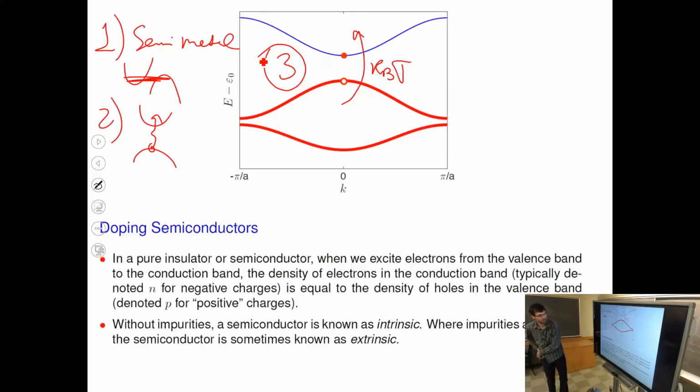In a semiconductor, you have a fully occupied valence band and an empty conduction band at zero temperature. And if you have some electrons in an intrinsic semiconductor, that means you have the exact same number of holes, because you start with a situation at zero temperature where the valence band is completely occupied and the conduction band is completely empty.